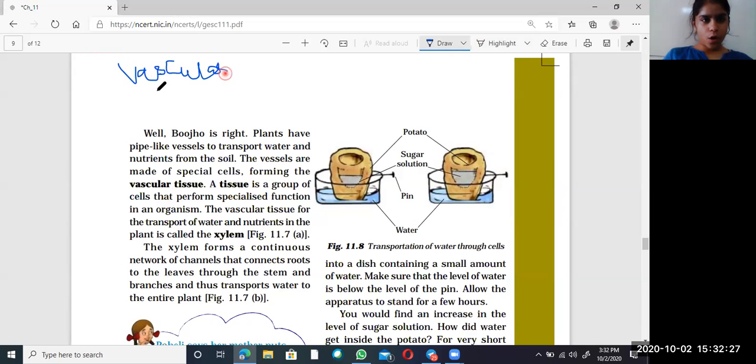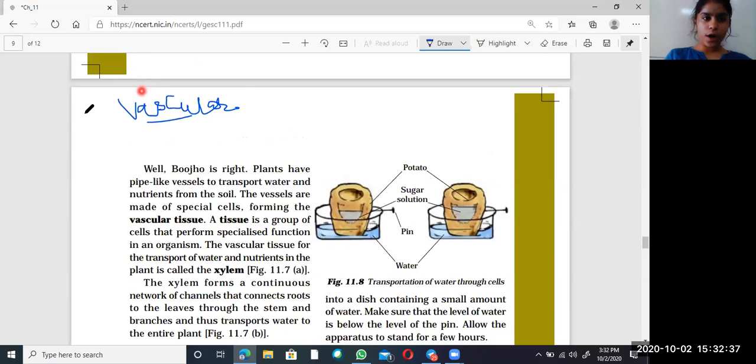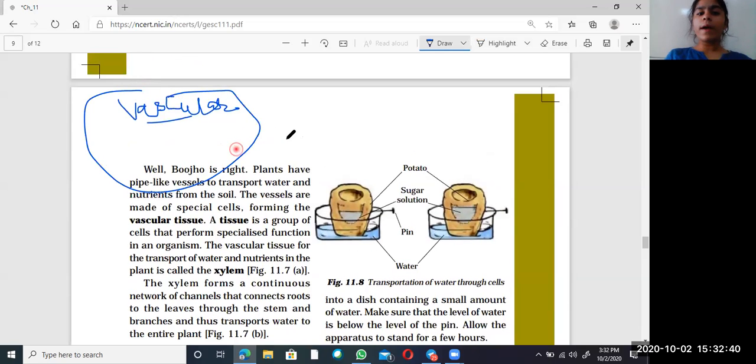Vascular tissues. Okay, so there are certain types of tissues present in plants which are known as vascular tissues. Vascular means it is having something flowing in it throughout. इसमें flow होता रहता है anything. So this is my tissue.